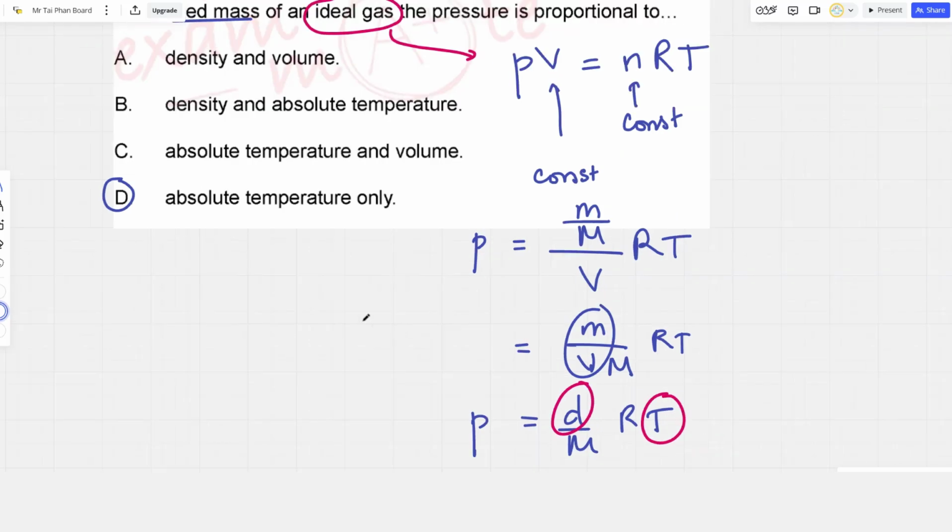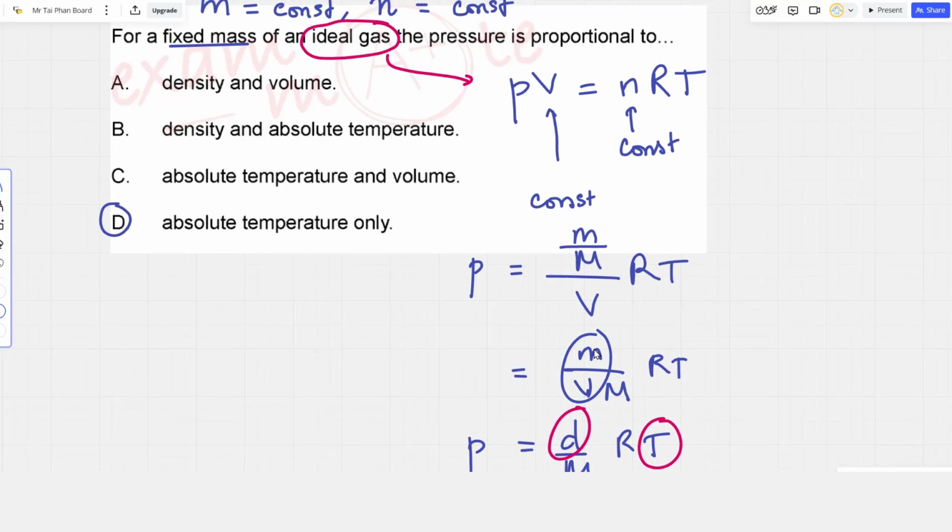Yeah, mass over volume is the density. Answer, sorry, B, not A, not C.